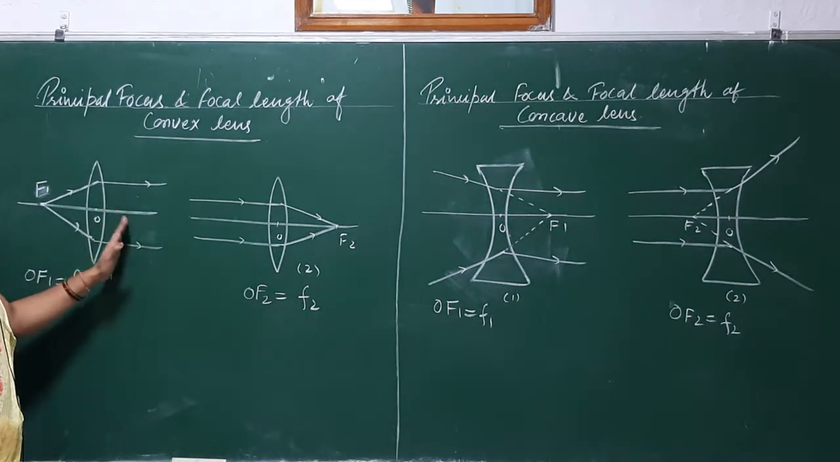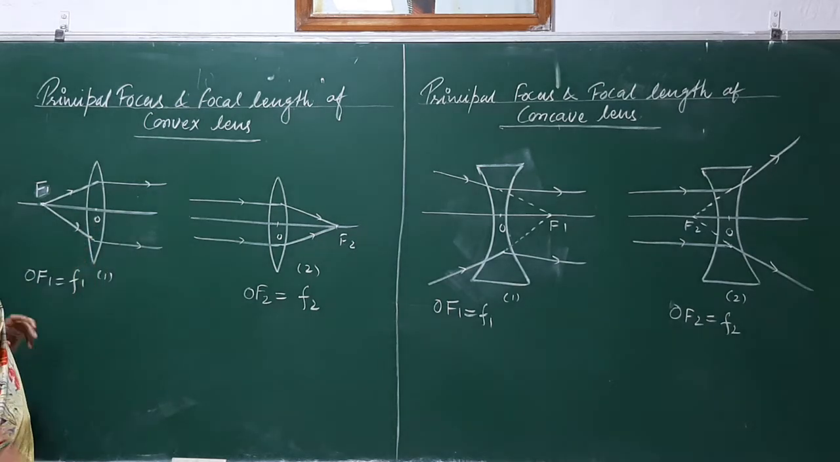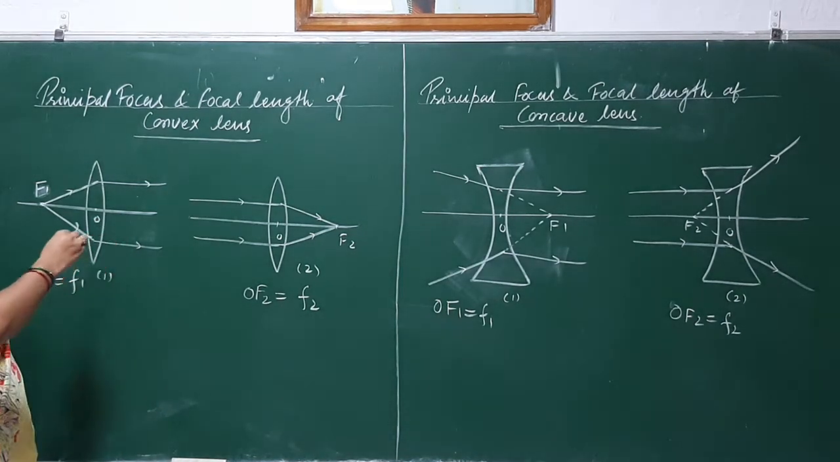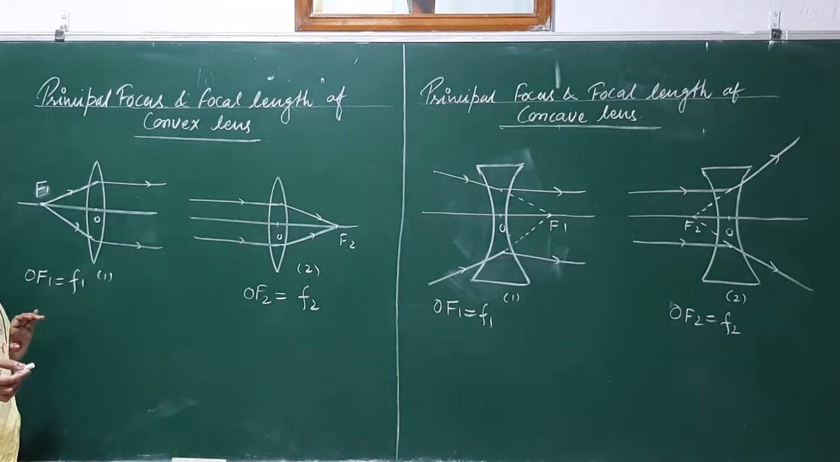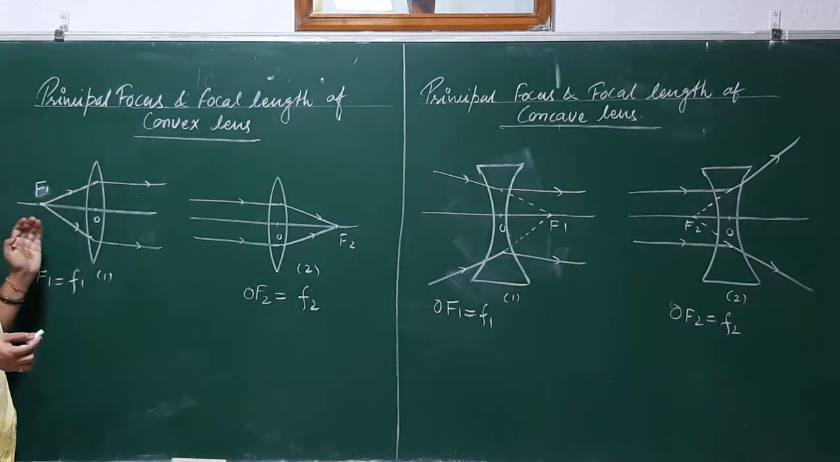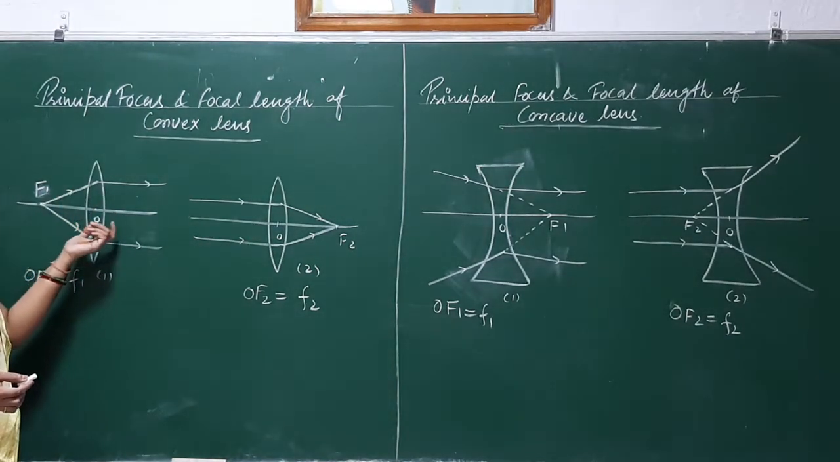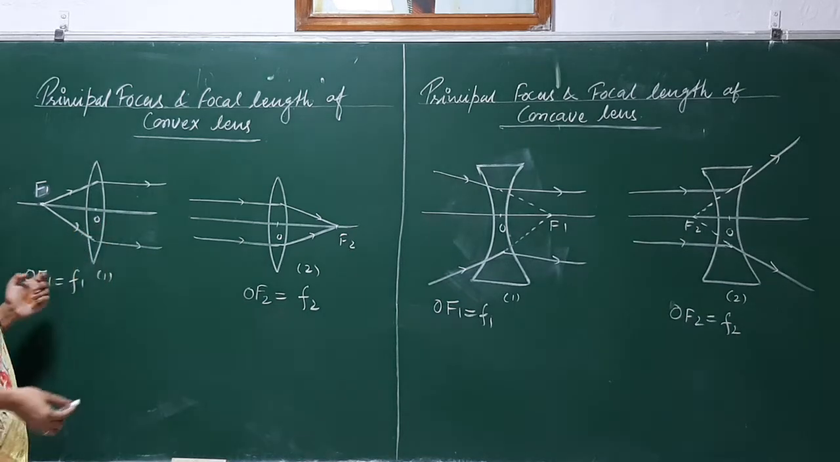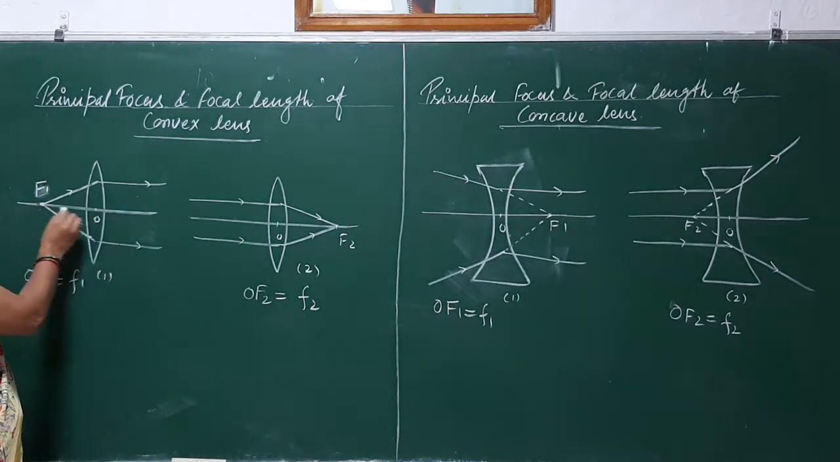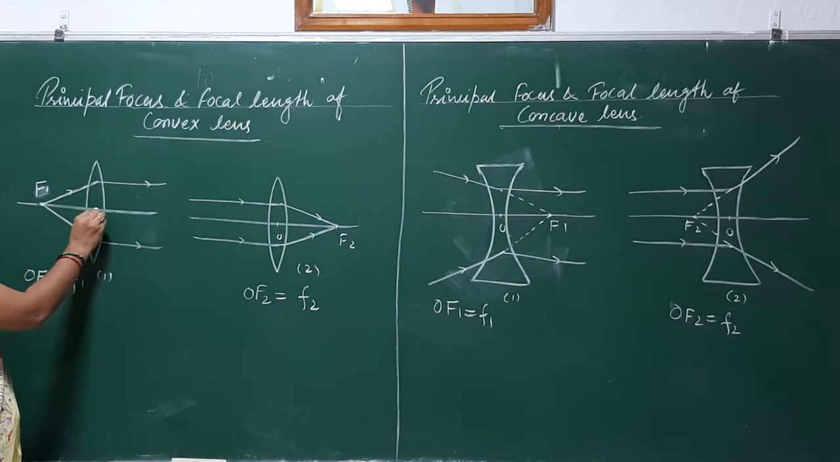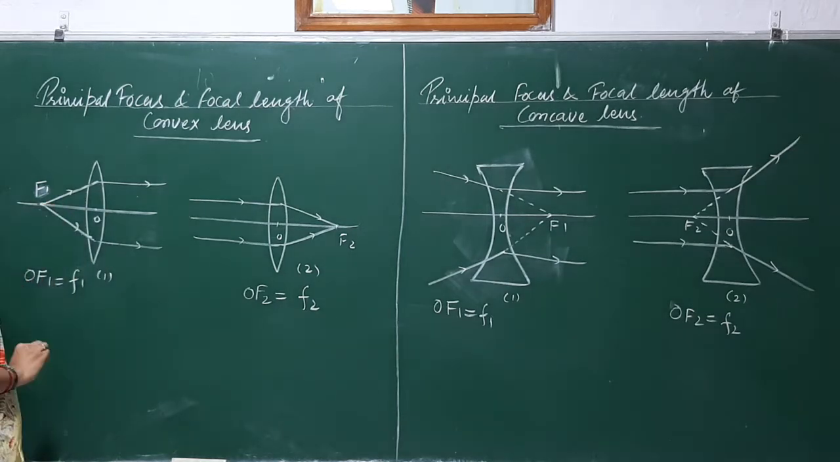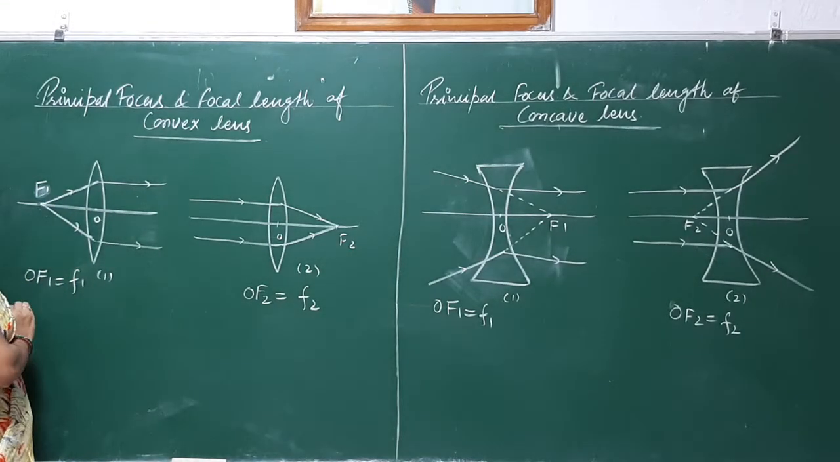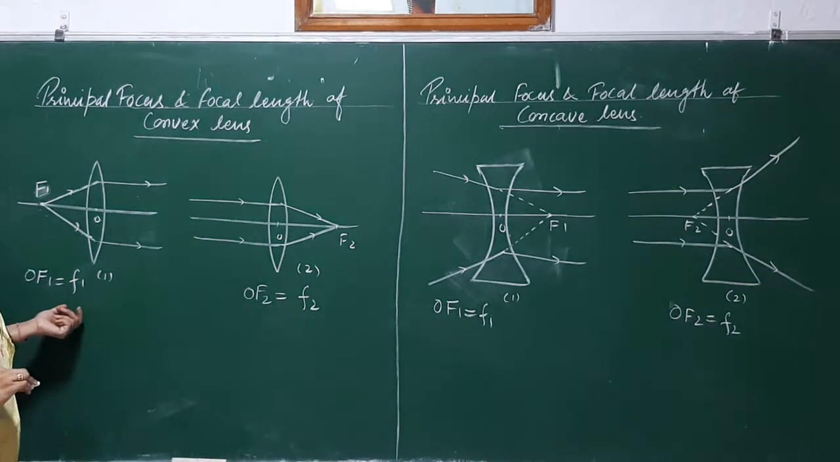So in this case the image will form at infinity, and the distance, like in mirrors we measure all the distances from the pole, and in lenses we will measure all the distances from the optical center of the lens. So the distance OF1, the distance from the optical center to the first principal focus, is called the focal length of the lens, and it is called the first focal length of the lens.